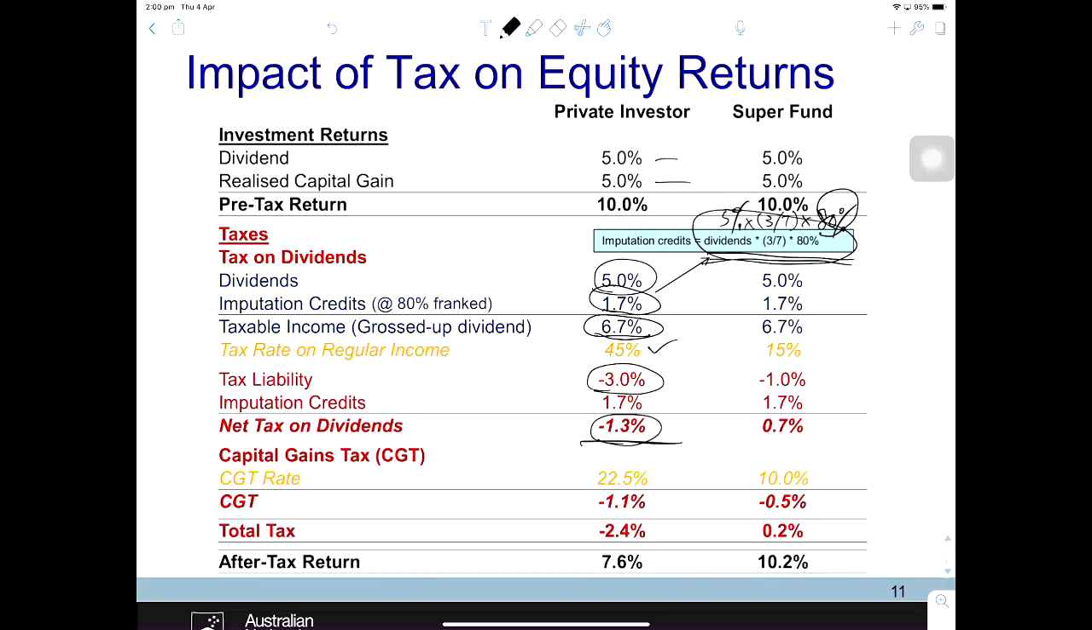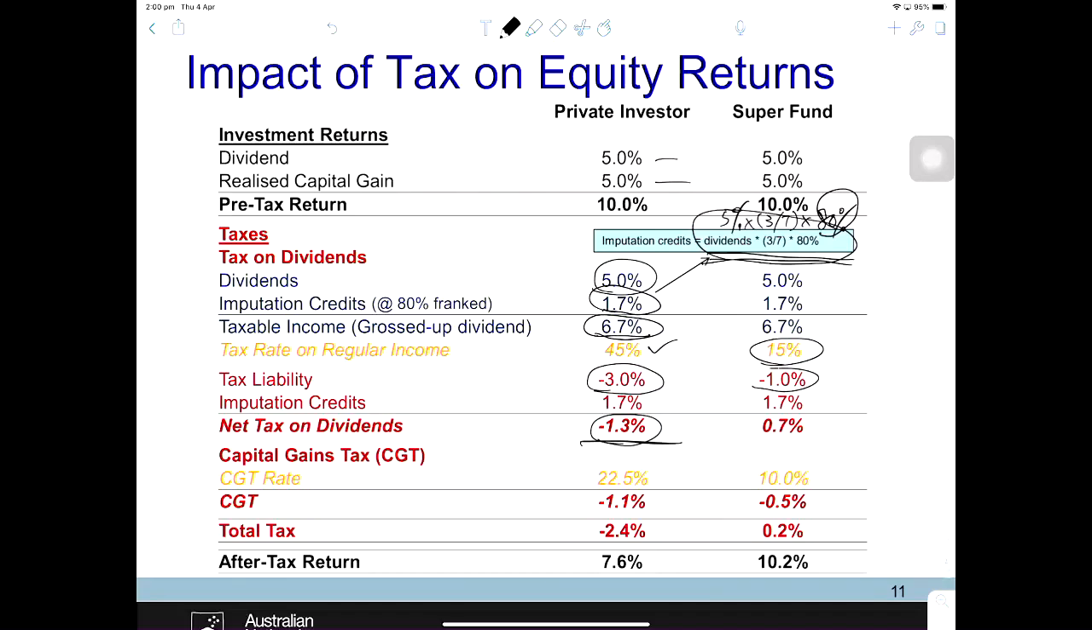Tax for the personal individual investor. On the right, we have the superannuation account. Something different is the applicable tax rate. For any income, no matter if it's capital gain tax or distribution, it's capped. The tax rate within the superannuation account is capped at 15%.